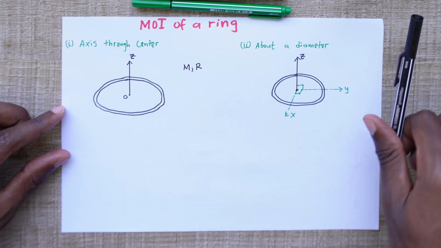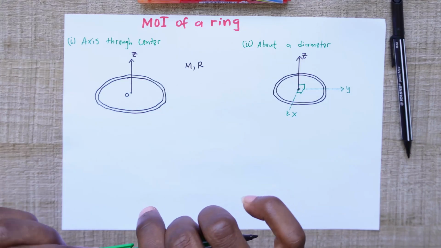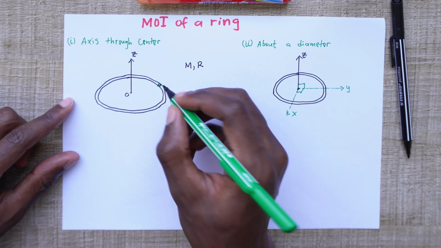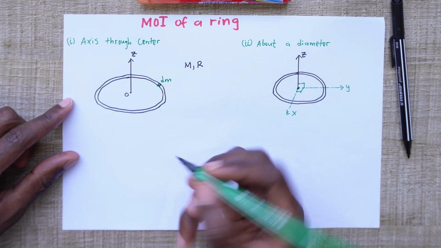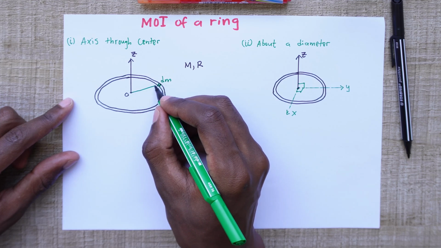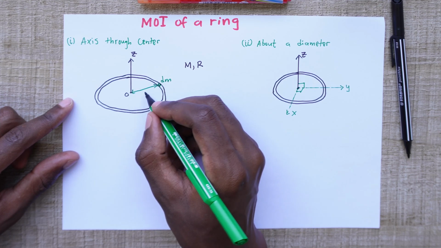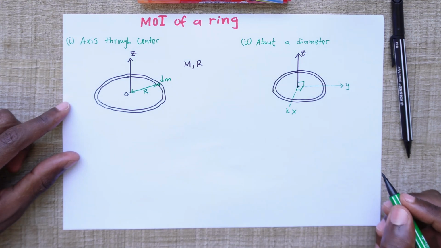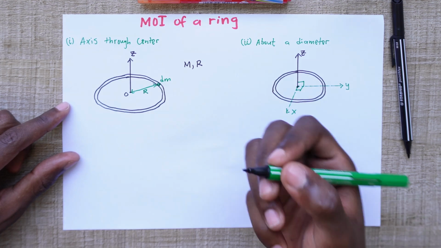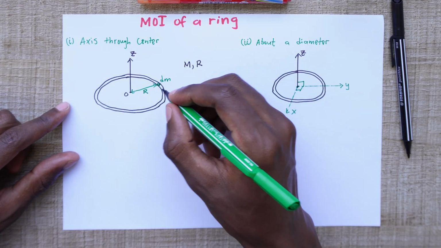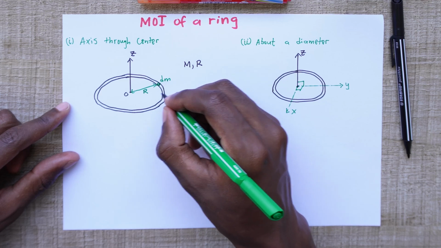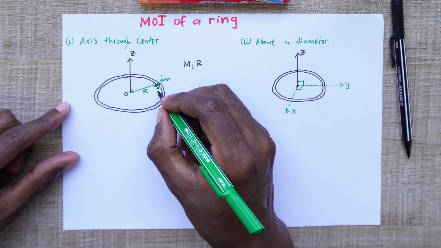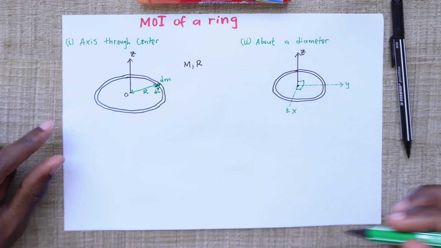So let's say we have a tiny element here of mass dm. Of course its distance to the center is just capital R. And let's say the length of this tiny element, this small arc length, let me just try to indicate it, is dl. Hope you can see that small curvature.